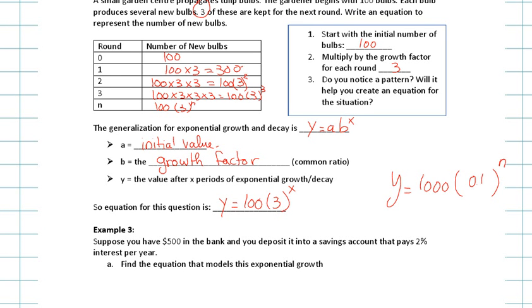Now, to make it a growth, we add 1. So it becomes 1 plus your rate. So the formula for something like this, where you have a growth rate, but you don't know what your growth factor is, you do y equals your initial, so your A value, times 1 plus your interest, which in this case is 0.1, to the power of how many years you're doing that.